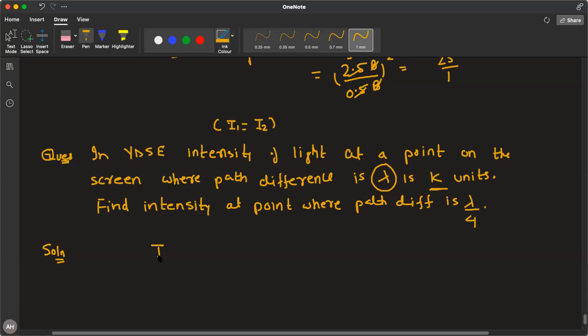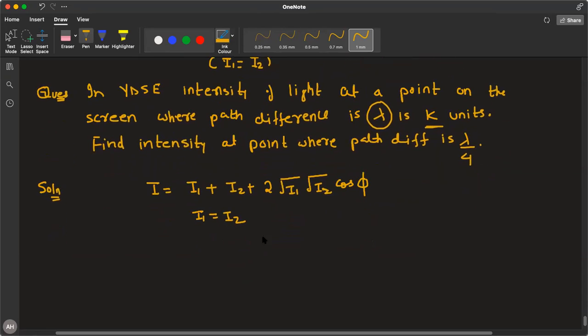In this expression, the resultant intensity is I1 plus I2 plus 2 root I1 root I2 cos phi. I1 is equal to I2 because it's a Young's double slit experiment. So unless it is mentioned that intensities are different, you will assume that both the intensities are the same. I1 is equal to I2. The path difference is lambda.